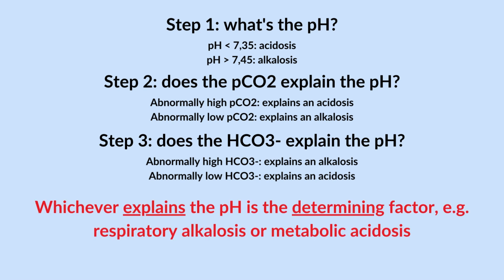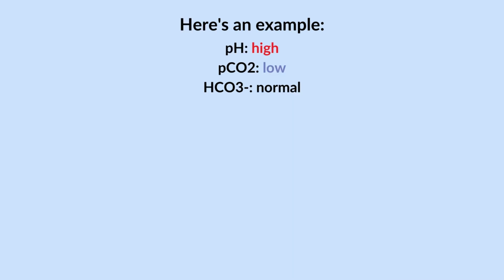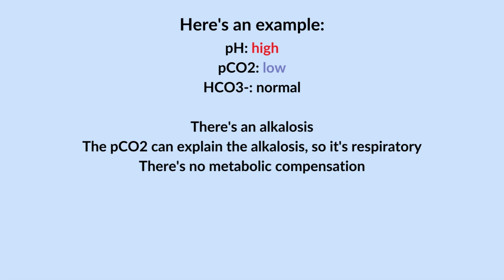Whichever explains the pH is the determining factor, e.g., respiratory alkalosis or metabolic acidosis. That which opposes the pH is the compensatory mechanism, e.g., respiratory alkalosis with metabolic compensation. Here's an example. pH high, PCO2 low, and bicarbonate normal. Now there's an alkalosis. The PCO2 can explain the alkalosis, so it's respiratory, and there is no metabolic compensation.